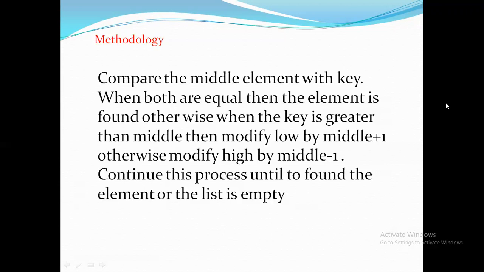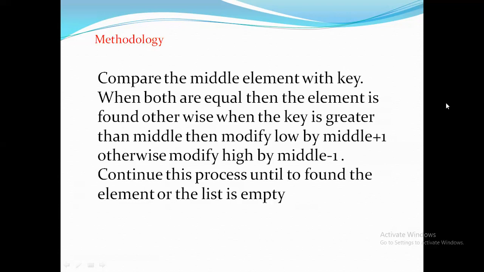Compare the middle element with respect to the key element. Middle equals (low plus high) by 2. When both are equal, then the element is found. Otherwise, when the key is greater than the middle, modify low to middle plus 1; otherwise modify high to middle minus 1. Continue this process until the element is found or the list is empty.